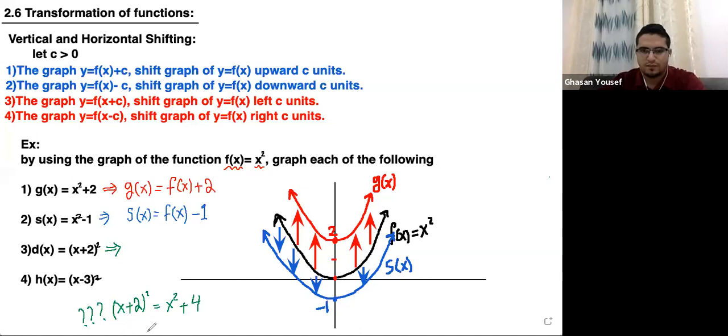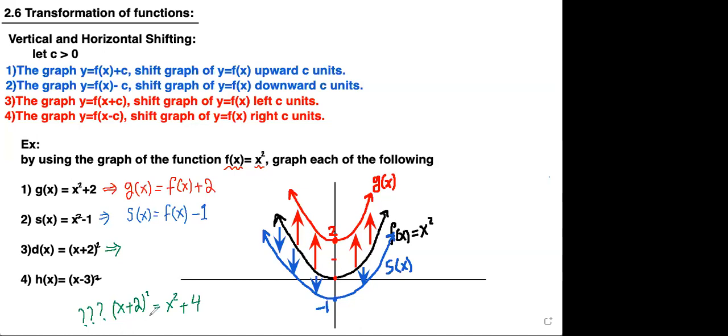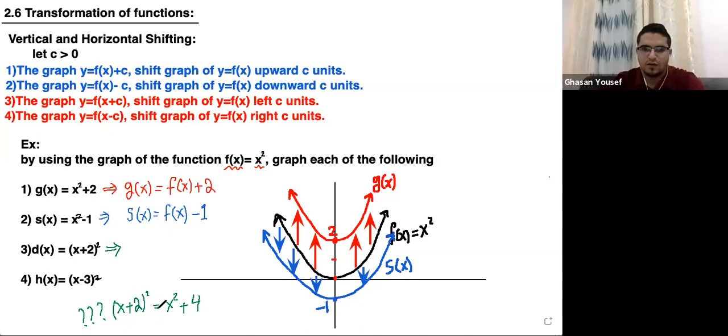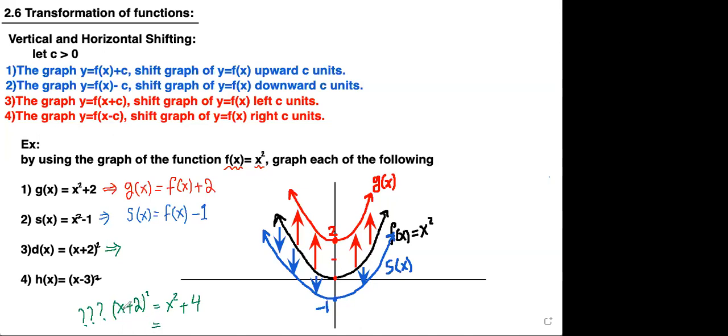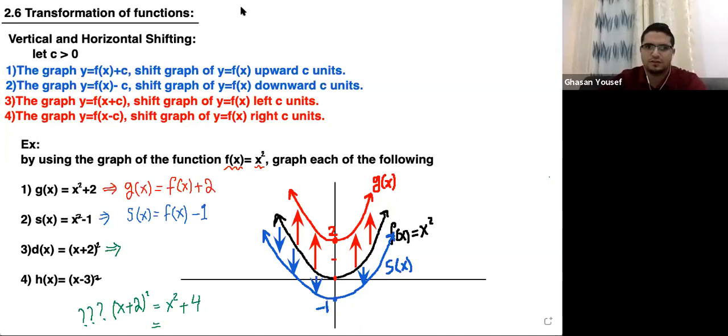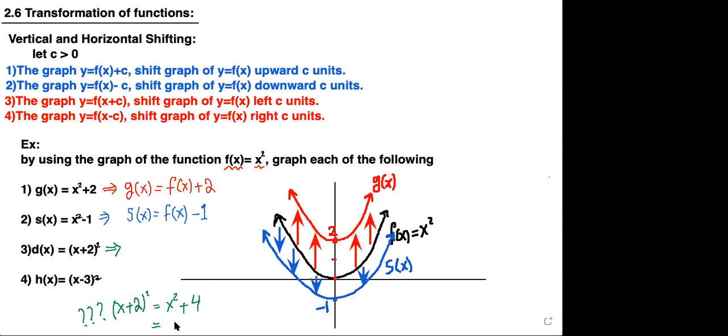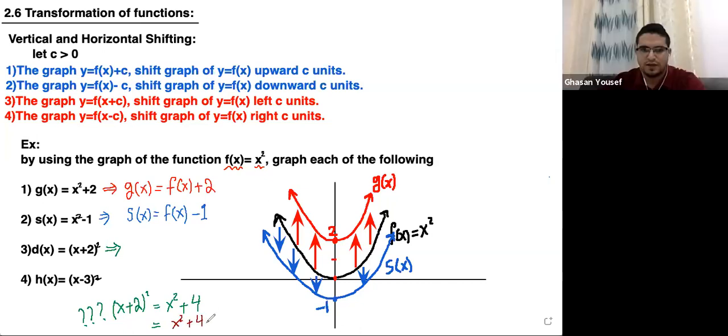No, it's not. No, this is not correct. How can we make it correct? Who will tell me what the correct expression is? It would be x squared plus 4x plus 4. Exactly, plus 4x plus 4. This is correct. This is not equal to x squared plus 4.